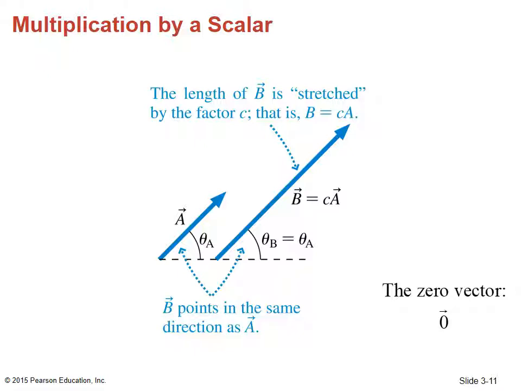Multiplying a vector by a positive scalar gives another vector of different magnitude, but pointing in the same direction. We have scaled the size of vector A by the scalar c. If we multiply a vector by 0, the product is a vector having 0 length. The vector is known as the zero vector, a 0 with an arrow above it.